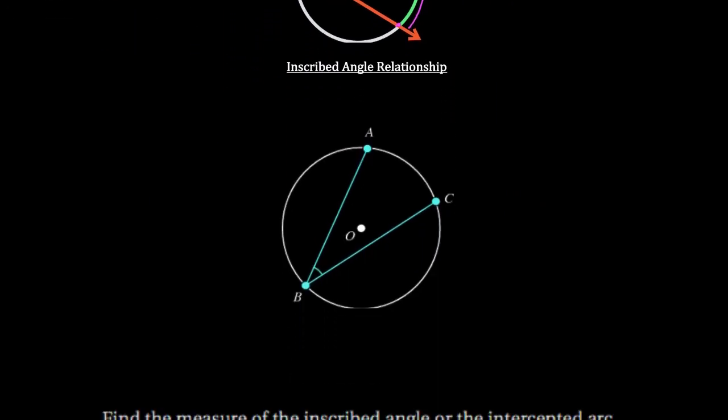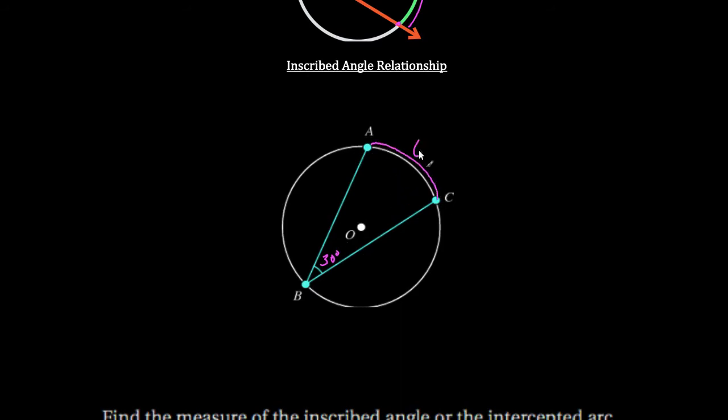All right. So let's say we have an inscribed angle ABC. Let's say it's 30 degrees. That means the associated intercepted arc is 60 degrees. So if this inscribed angle is x, the intercepted arc is 2x. Now the other way around, if you take the intercepted arc and you divide it by 2 or multiply by half, you will get the inscribed angle.